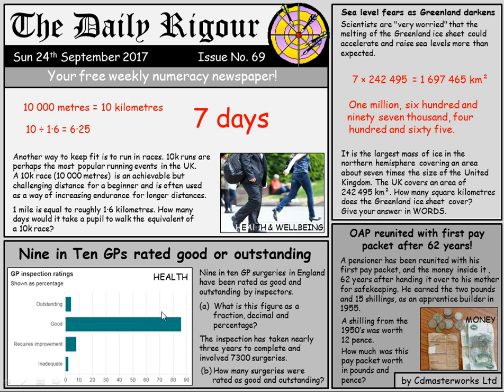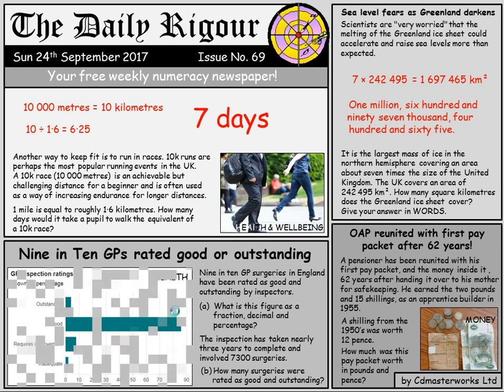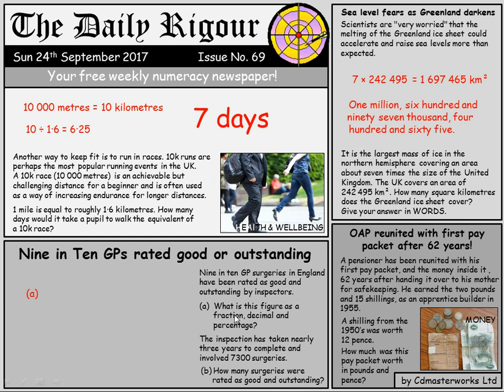Okay, on to our health story. We've got 9 in 10 GPs rated as good or outstanding. And what is this figure? First of all, it is a fraction, a decimal and a percentage. So 9 in 10 can be written as the fraction 9 over 10.